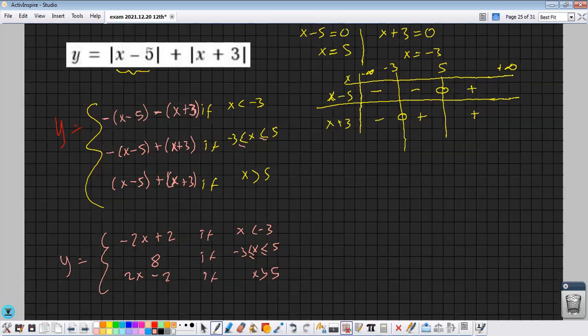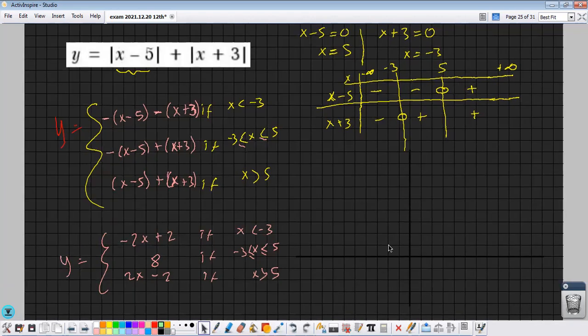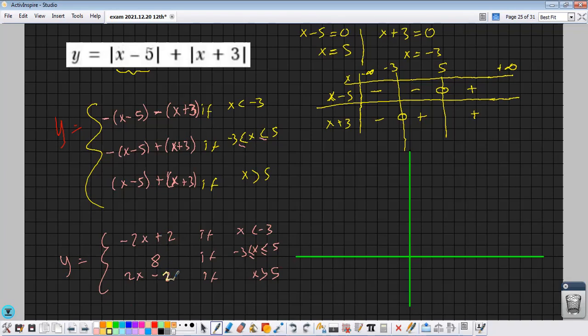So then we can draw the graph. Each part here is linear, so you can just take any two points and draw the graph. For example, for the part smaller than minus 3, try values smaller than minus 3: f of minus 5 and f of minus 4.